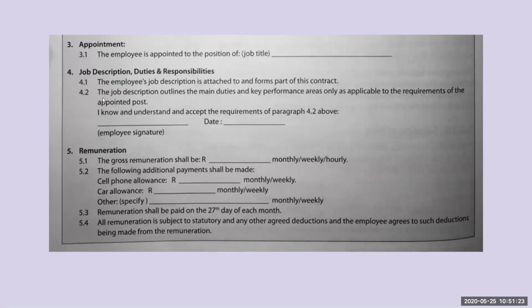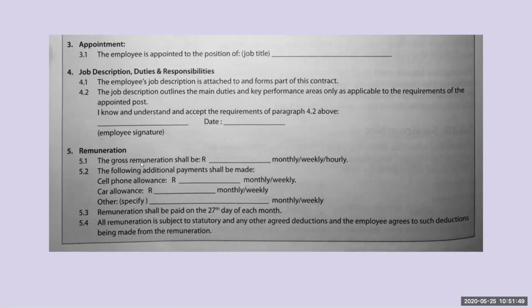So the job description outlines the main duties and key performance areas only as applicable to the requirements of the appointed post. So that, in other words, tells you what you will be doing while working at the company. Remuneration, that's your salary. So 5.1, we have the gross remuneration shall be, and then they also state whether it is monthly, weekly, or hourly.